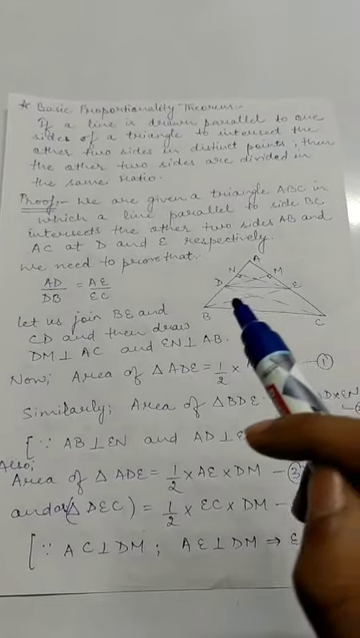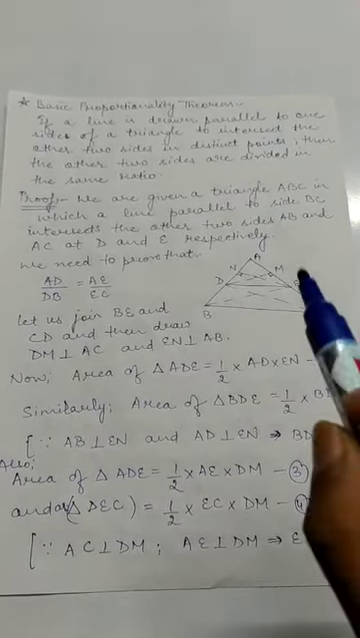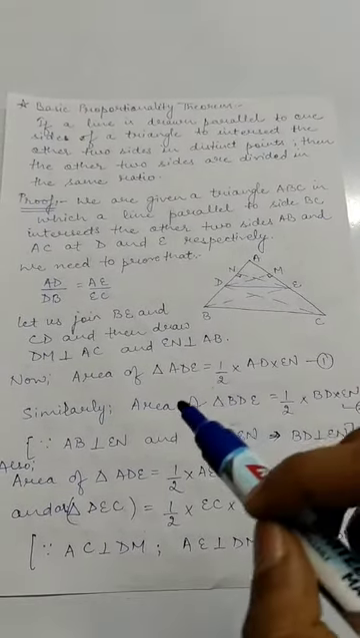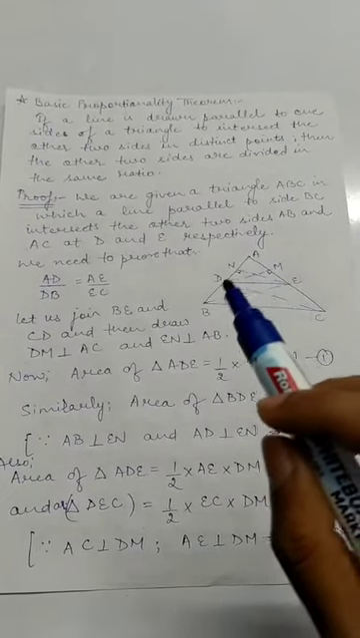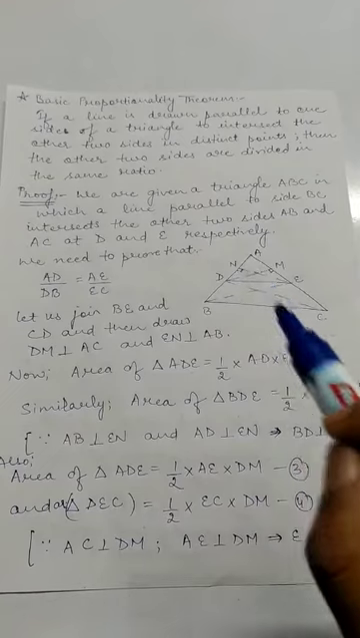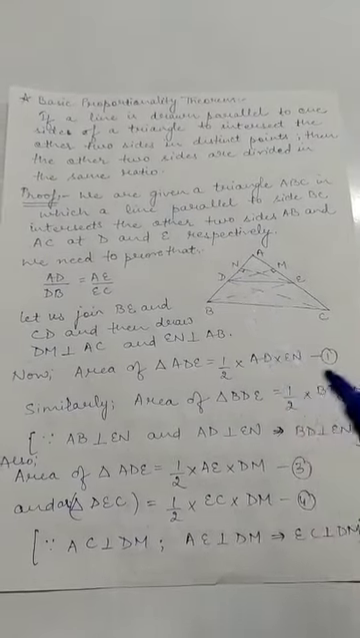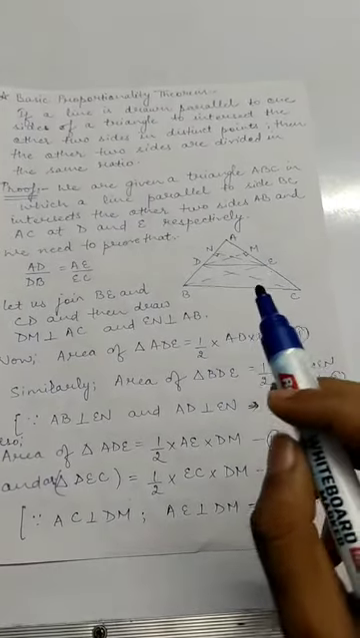Let us join B to E and D to C and then draw perpendiculars EN to AB and DM to AC. Now in triangle ADE, for base AD the perpendicular is EN, so the area is half into base into height, that is half into AD into EN, first part, and the second part is the area of triangle BDE.